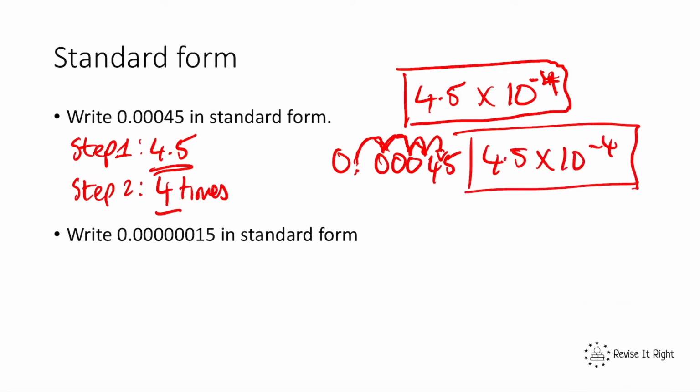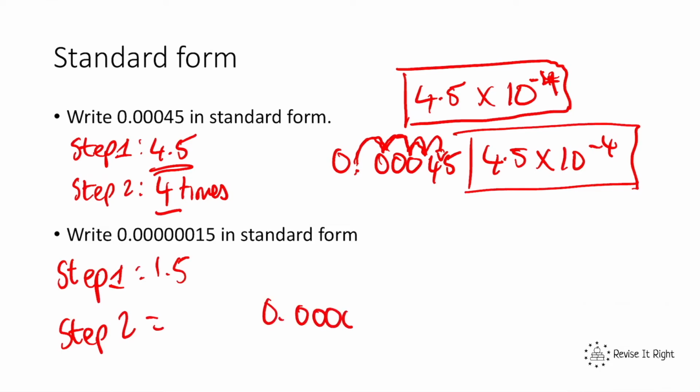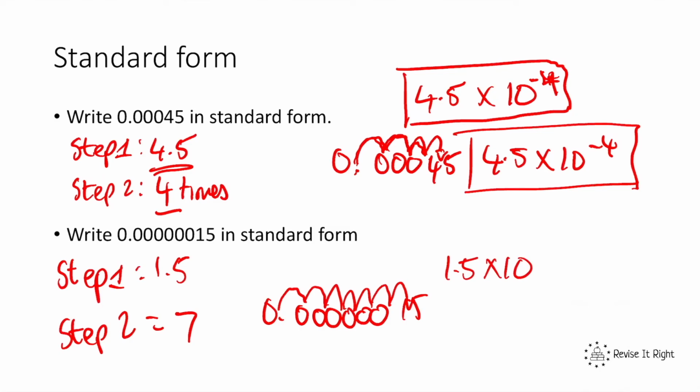There we go. So let's do one more. Step 1, what number between 1 and 10 can we make this? 1.5. Step 2, how many places has the decimal place actually moved to make it 1.5? So let's count. 1, 2, 3, 4, 5, 6 and 7 places. Therefore we write 1.5 times 10 to the power of, because it's moved to the right, minus 7. And that is your answer.